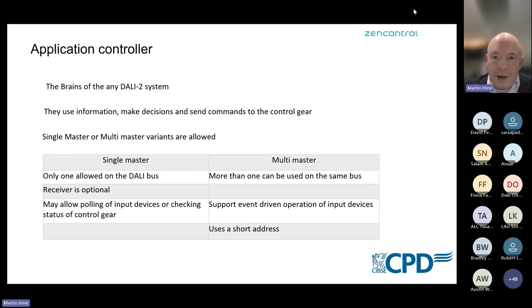So the overall system control of the application has various elements to it. We have the single master solution and the multi-master solution. So there is the functionality to have multi-master controllers on the network doing various tasks with redundancy, and you could have one controller monitoring one area of just emergency information, and then another controller on the same network controlling the lighting.